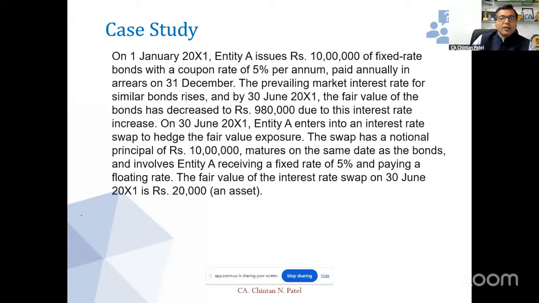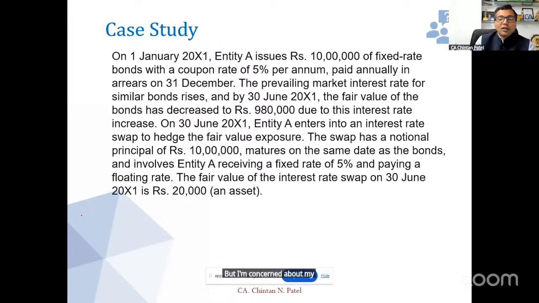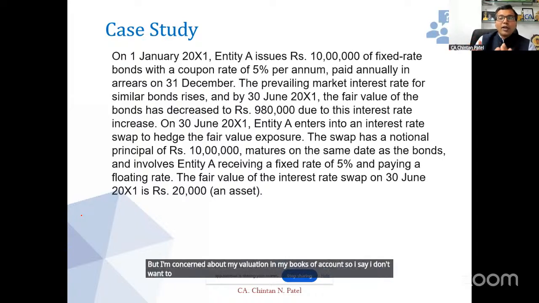Entity A enters into an interest rate swap to hedge fair value exposure. So my interest rate payout is fixed, but I'm concerned about my valuation in my books of account. So I say I don't want to have my interest rate fixed. I want it to be whatever the market is. So I enter into an IRS, an interest rate swap, where I convert from fixed to floating.